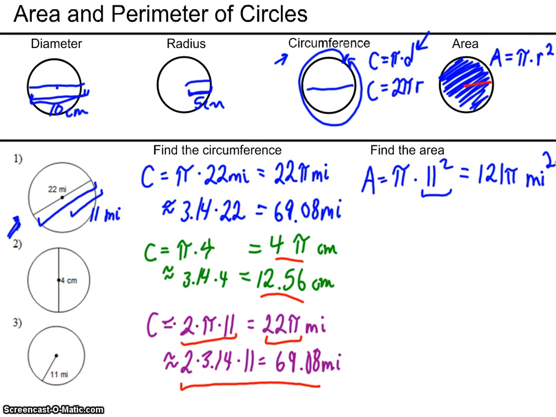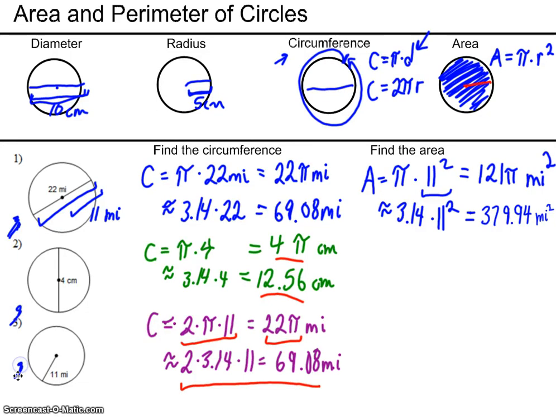Now let's say you want this in decimal form. Remember, we're going to use the squiggly equal sign to show we're approximately equal to. We'll use the number 3.14 as our approximation for pi times 11 squared. And you can pop this whole thing in the calculator at once, or you could just do 121 times 3.14. And I found the area to be 379.94 square miles.